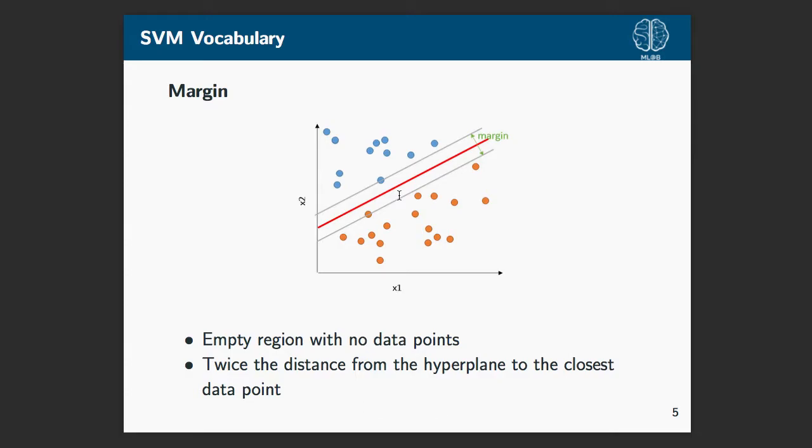Yeah. So the way that we find what the optimal hyperplane is, is by calculating the margin. And the margin is the empty region that has no data points in it, and that's usually where the decision boundary will be. So you can see here that I drew gray lines on the two training points that are closest to the decision boundary, and then the red line, which is the decision boundary, is right in the middle of it. So you can think of the margin as twice the distance from the hyperplane to the closest data point. Any questions on any of those two vocabulary terms? Okay.